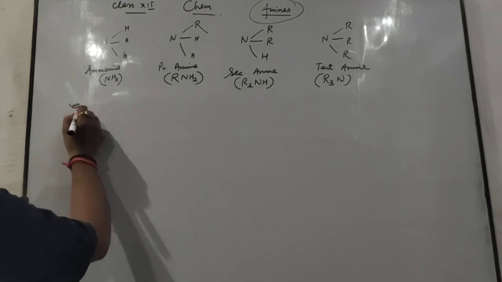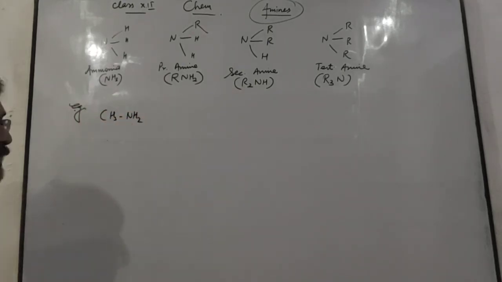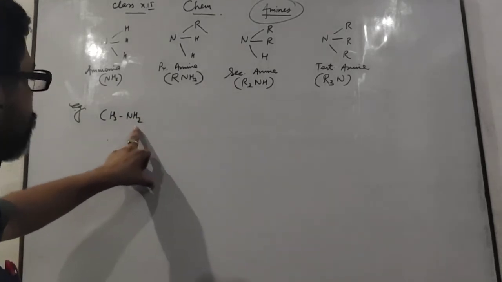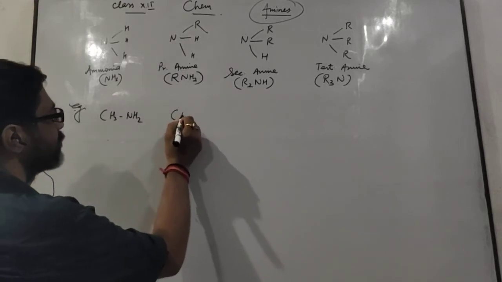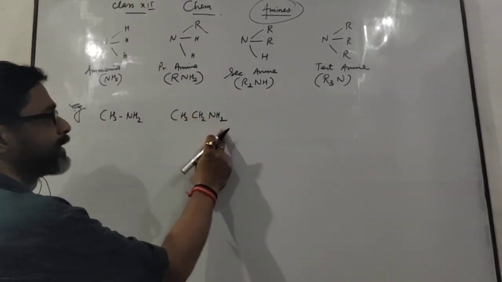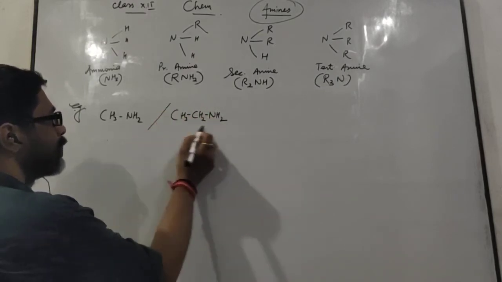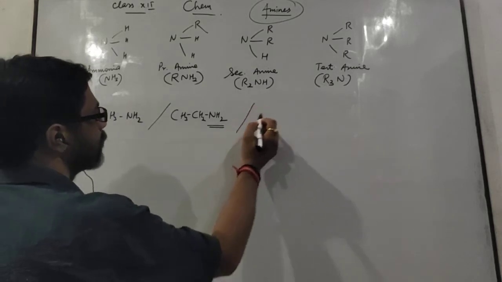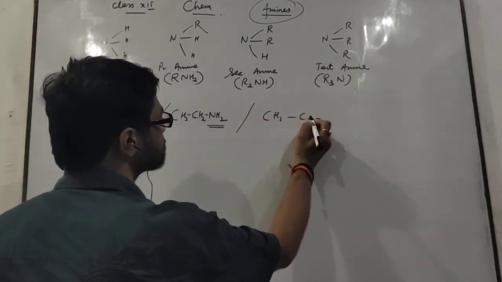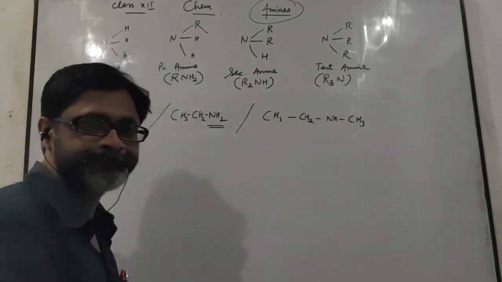Take some examples like this: CH3NH2. Which type of amine is this? This one is primary amine due to NH2. Take one more example of primary amine. This one is another primary amine. How can you differentiate this? This one is primary amine because NH2 is present. See here, which type of amine is this? Primary, secondary or tertiary? Okay.